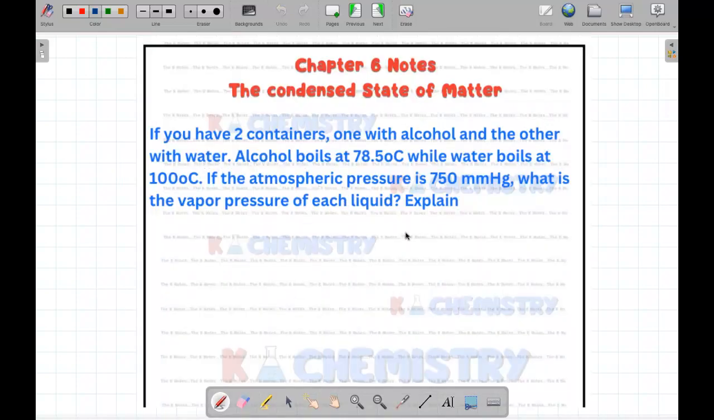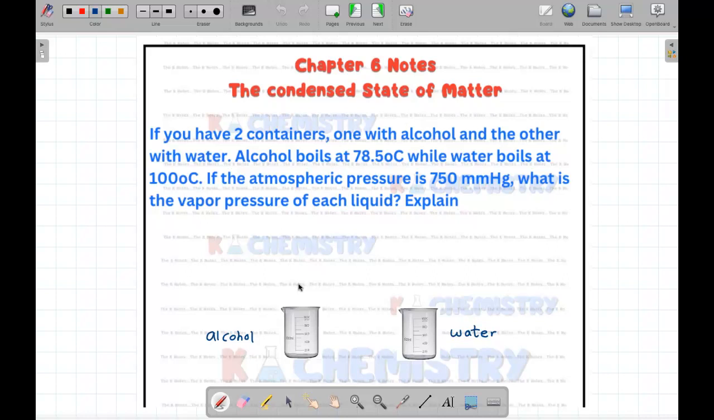So if you have two containers, one with alcohol and the other with water, the alcohol boils at 78 degrees while the water boils at 100 degrees. If the atmospheric pressure is 750, what is the vapor pressure of each liquid? As we explained, if you are speaking about the same temperature, the vapor pressure will be the same. Although there are different boiling points, the vapor pressure is not mentioned here to be equal to anything, so we'll say it is similar in both of them, since the temperature is assumed to be the same for both containers.